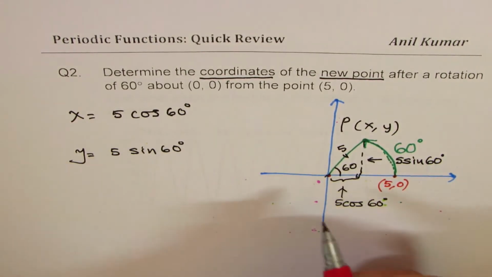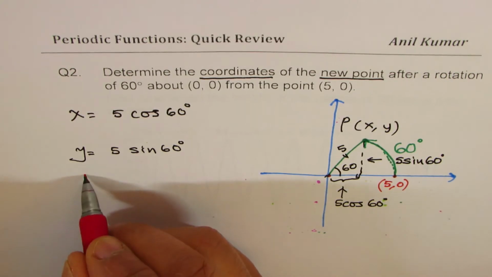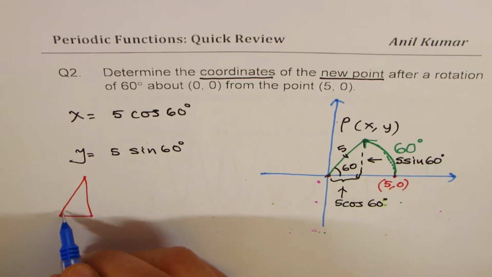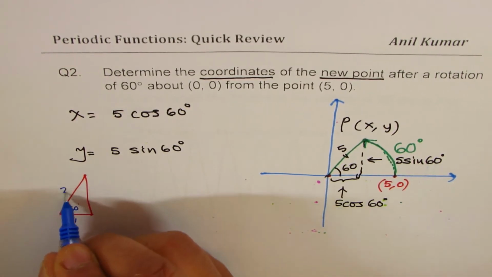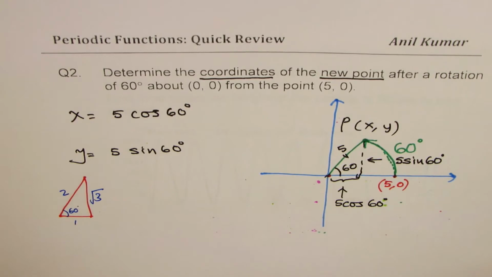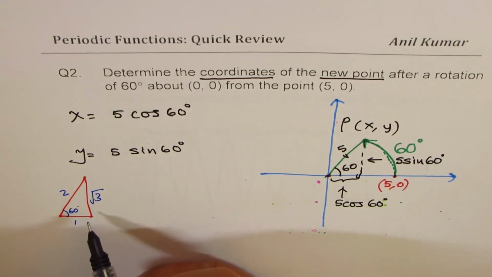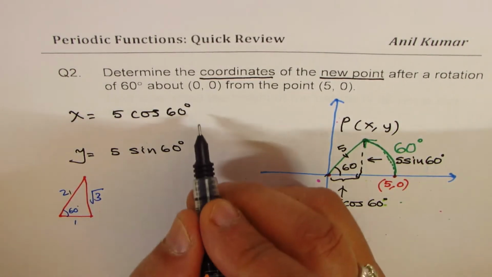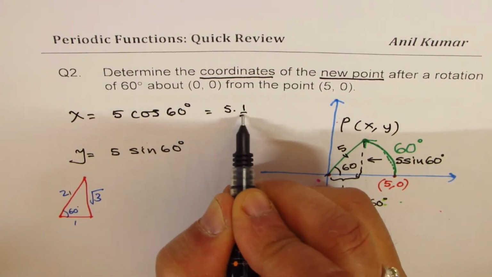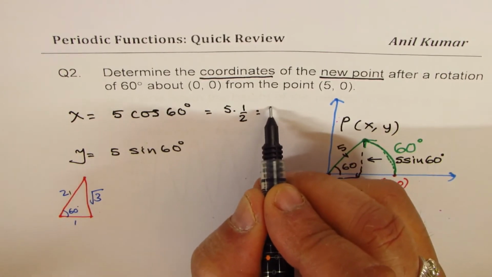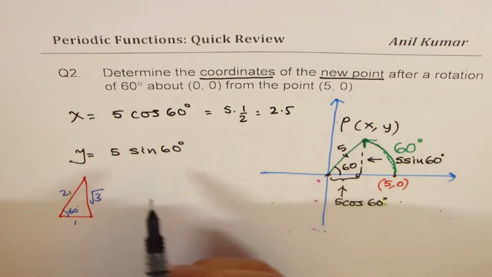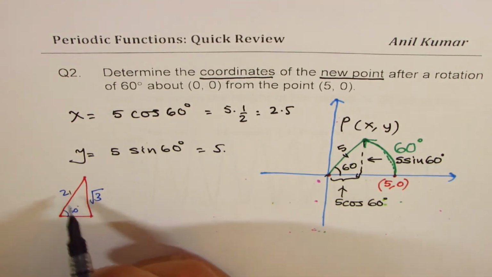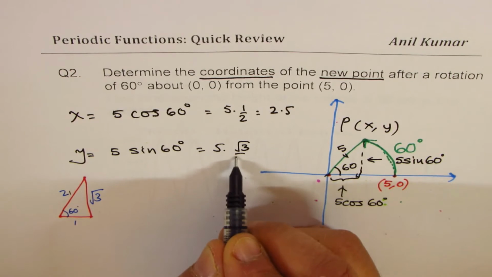Now to find 60 degrees, we could always use a special triangle, right? So this is the special triangle. It's a good reminder, right? The whole idea is to review as we move along. So most of you know all this, but there is no harm in repetition. Now 60 degrees means half, right? So it is 5 times half, or you can write 2.5 x value. For y, it is 5 times square root 3 over 2, right?